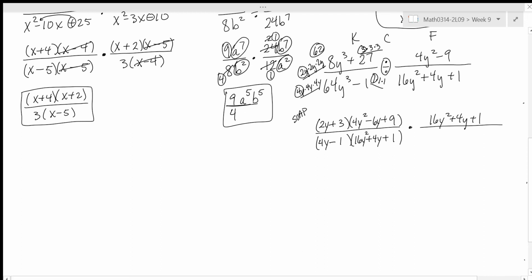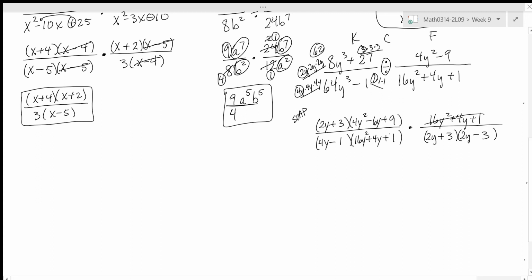But the 4y squared minus 9, I do have to factor it. 4y squared minus 9, that is the difference of two squares. And we know the signs are different. What makes 4y squared? 2y and 2y. And 3 and 3. 3 times 3 is 9. And now that we've factored it all up, now we can cancel.